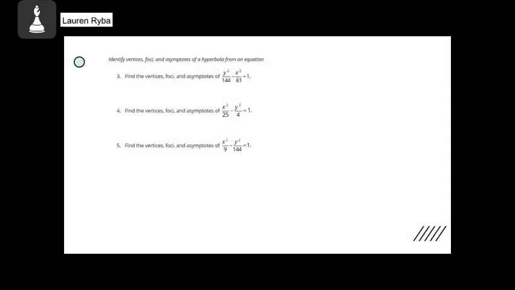So now we're going to take that equation and actually find the vertices, the foci, and the asymptotes. So looking at this first one here, we have y squared over 144 minus x squared over 81 equals 1. Y squared is first, meaning that the y is going to determine our vertices. And a is going to be the square root of that, or 12. So x is going to be the second one. It gives me b squared equals 81, so b is 9.